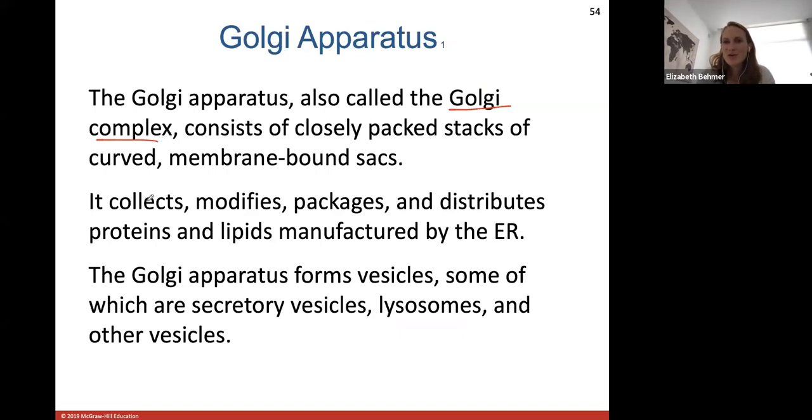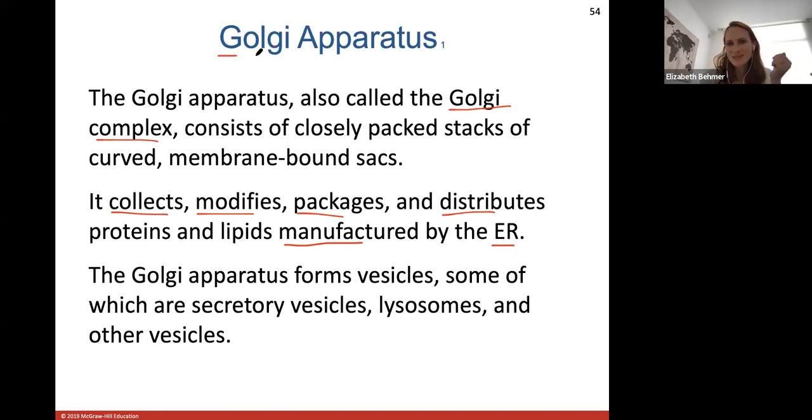And the big thing that your Golgi does is it collects, modifies, packages, and distributes all the proteins and the lipids that are made or manufactured by your endoplasmic reticulum. So we talked about how rough ER creates proteins and smooth ER creates lipids. Well, once they're made by your endoplasmic reticulum, they're then sent to your Golgi.